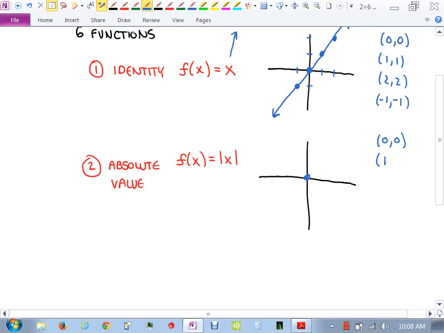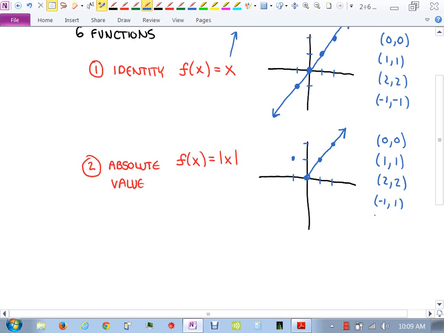We plug in 1, what's the absolute value of 1? 1. So this is looking pretty close to the identity. Plug in 2, we get 2 again. 3, we get 3. 4, we get 4. So it's looking like it's the same thing as the identity until we try a negative number. When we try negative 1, we get positive 1. So that means I go to the left 1, not down 1, but up 1 now.